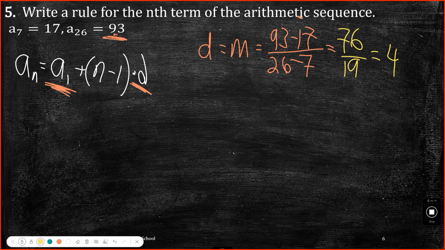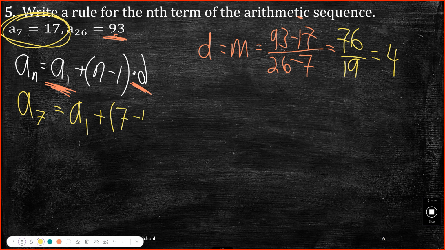So how are we going to find A1? Use one of these given points to find A1. I'm going to use A7, because we do know that A7 is 17. So A7 is equal to A1, which I don't know, that's what I'm trying to get, plus, what do I plug in for n? 7 minus 1 times the common difference that we found already, 4. And it has to equal what A7 is. What is A7? 17.